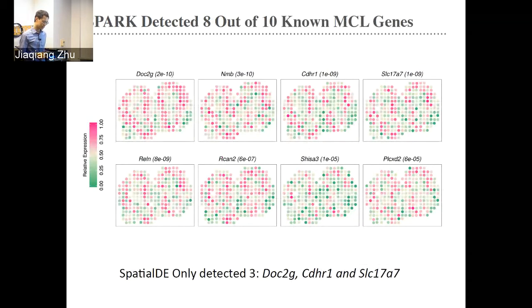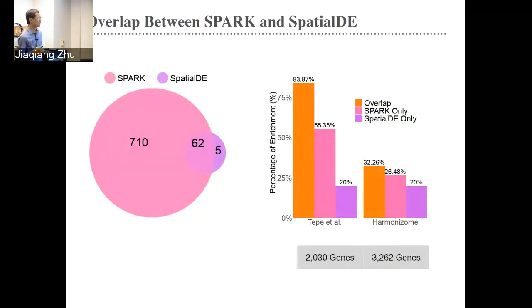So one would ask whether the genes we detected are truly spatially expressed. We validate our result in three different ways. The first is that in the original paper, they highlighted 10 known mitral cell layer genes, which are enriched in the mitral cell layer. SPARK was able to detect 8 out of 10, while SpatialDE can only detect 3. Some of those genes have very clear spatial patterns. At FDR of 5%, SPARK was able to detect 770 SD genes, which is 10 times more than SpatialDE.